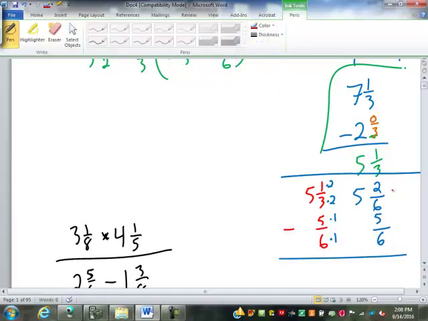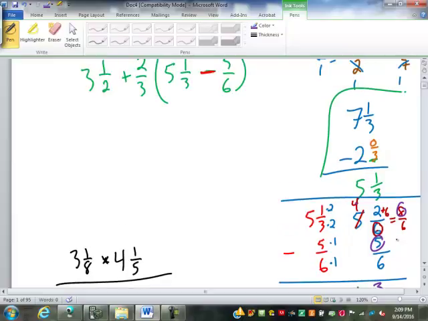Subtracting here, we're going to have to borrow because we can't do 2 minus 5. So we borrow. This is 4. Our denominator tells us what we have to add on here. So we add 6 to the 2. That's 8/6. So it's now 8 minus 5 is 3/6. 4 minus nothing is 4. Of course, you might recognize that 3/6 can be reduced to 1/2. So that is 4 1/2.